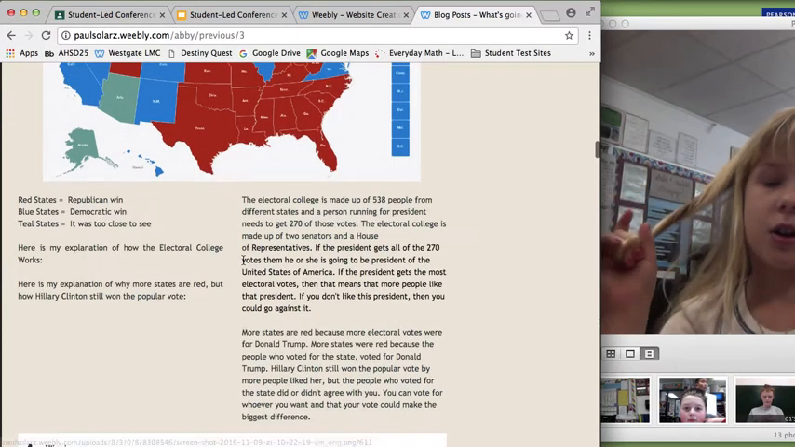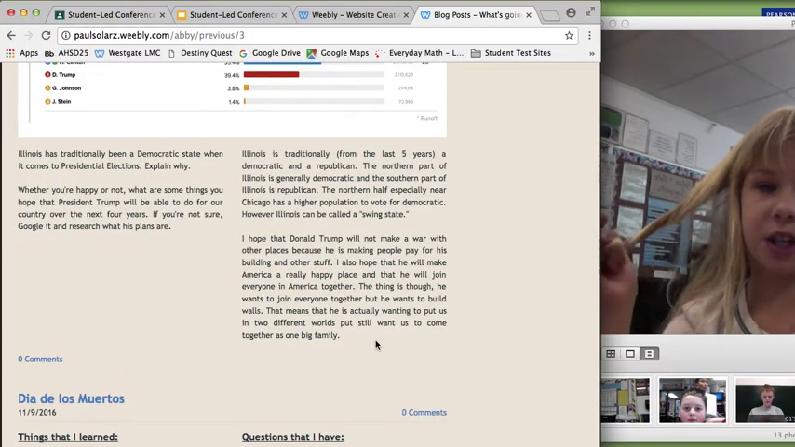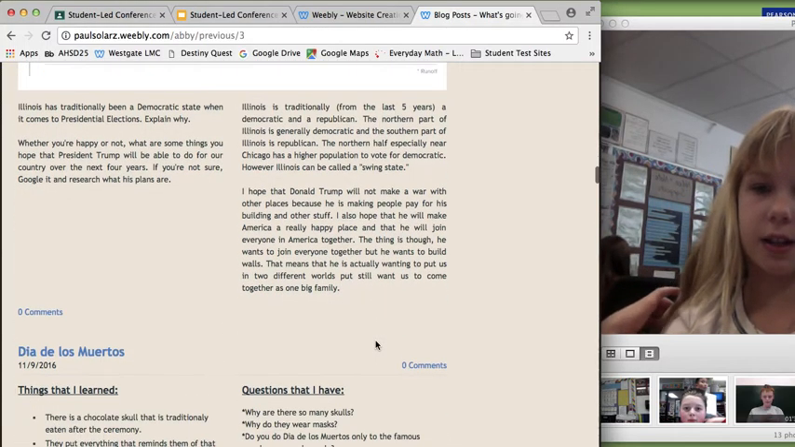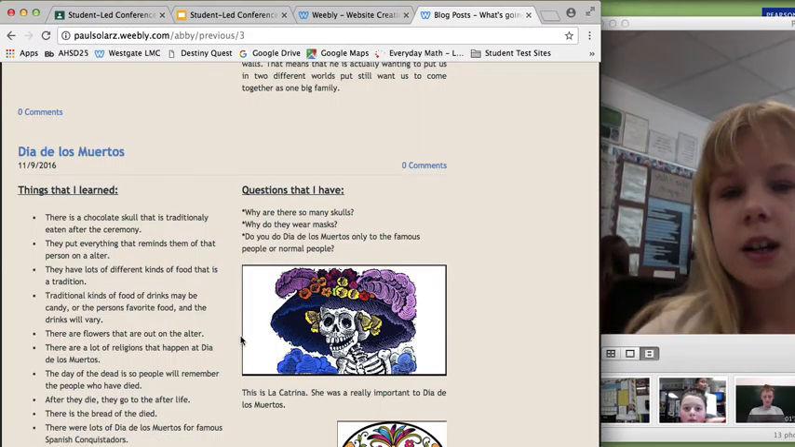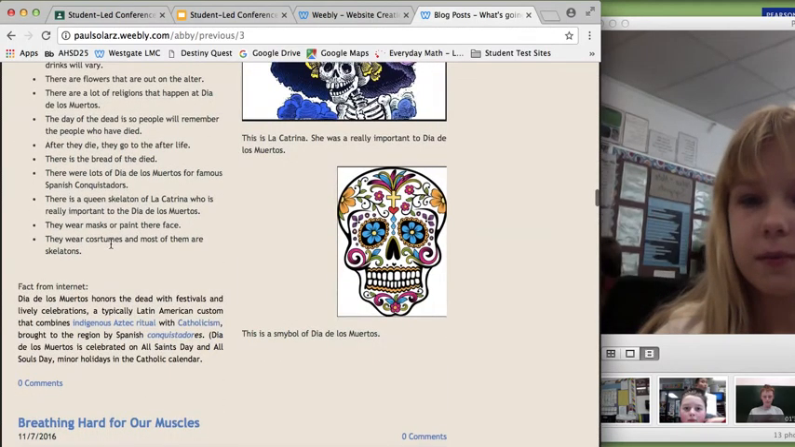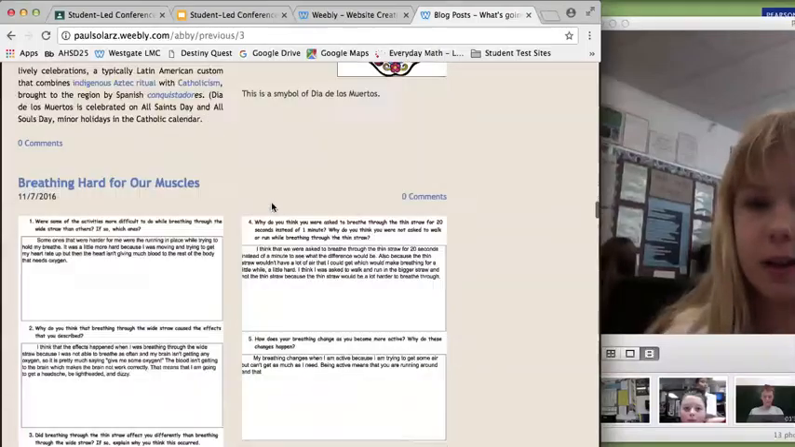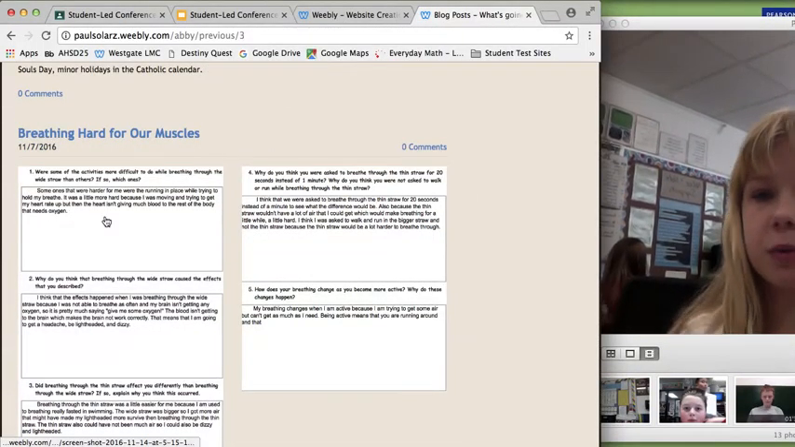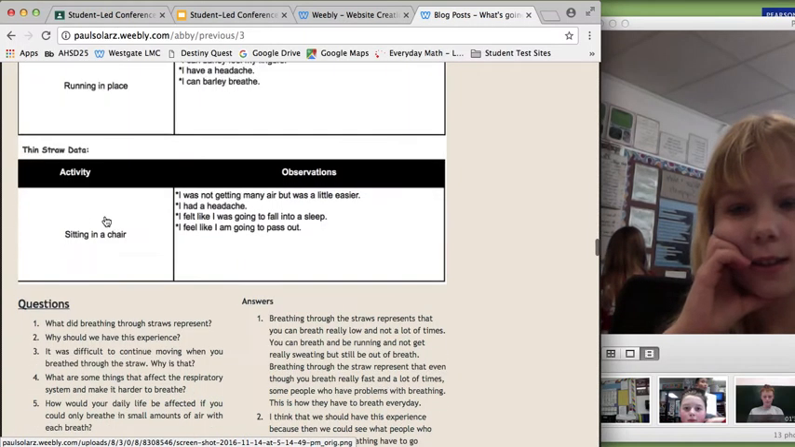So we just did a whole thing about it, and it was a little hard for me because I just came back from band, so I needed some help. And then Dia de Muertos is something that we learned about, and this is all that I learned. And then I got some pictures, and then I had some questions I wanted to ask. And breathing hard for our muscles was another one for science. And there's just a lot of things that we did.